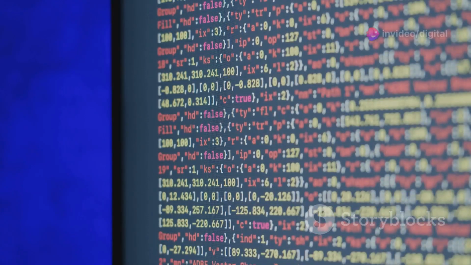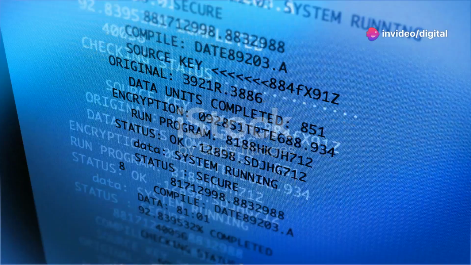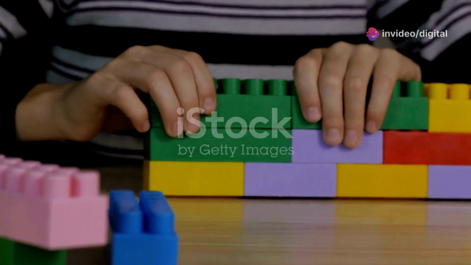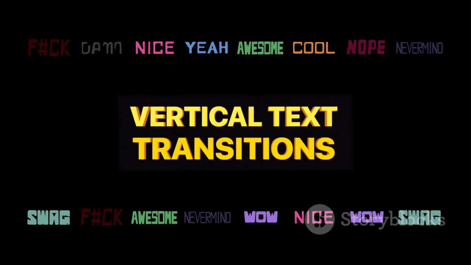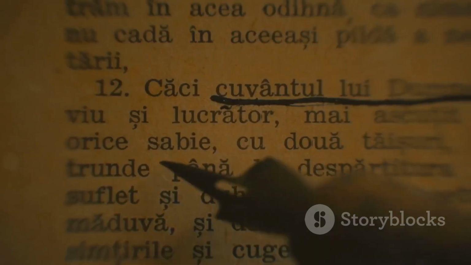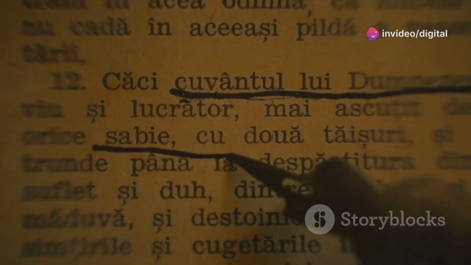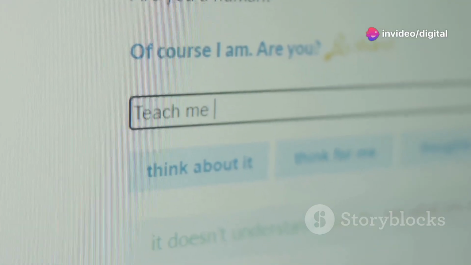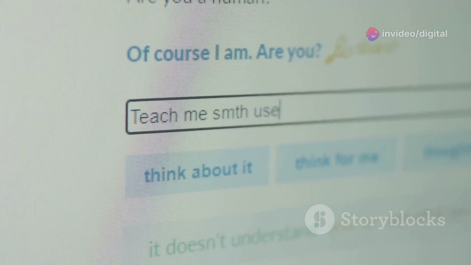Wondering how AI reads and understands text? It's all about tokenization. Tokenization is like breaking down a Lego set. Instead of one big block, AI splits text into tiny pieces called tokens. These tokens can be words, subwords, or even characters. Why? Because smaller pieces make it easier for AI to understand context and meaning.